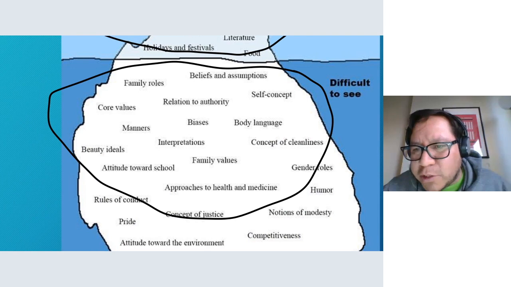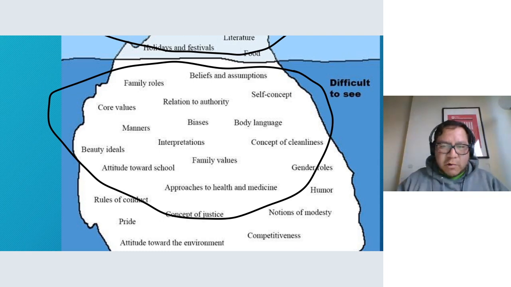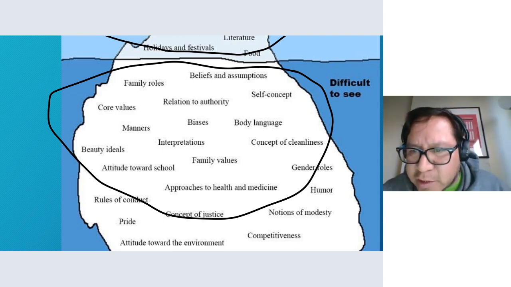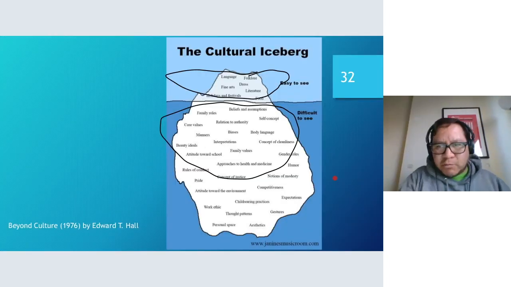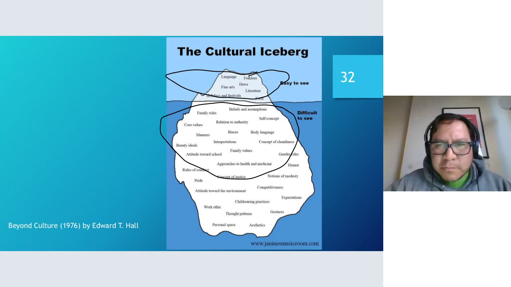So we see here mock interviews, body language, potlucks, humor, notions of modesty. Very interesting to know more about what you mean by modesty. Somebody's talking about gestures, family values, and work ethic. I like this idea about work ethic, and I think that's very important, especially when coming to Canada. Gender roles and identity. All right.